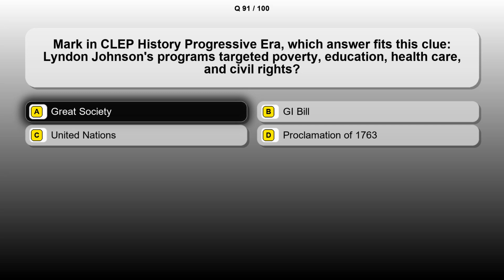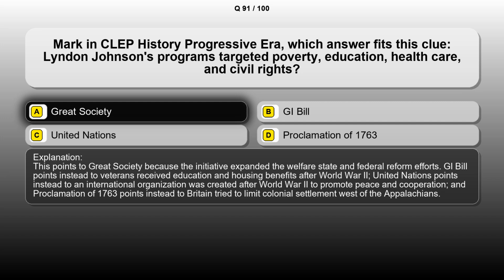The correct answer is option A, Great Society. This points to Great Society because the initiative expanded the welfare state and federal reform efforts. GI Bill points instead to veterans receiving education and housing benefits after World War II. United Nations points instead to an international organization created after World War II to promote peace and cooperation, and Proclamation of 1763 points instead to Britain trying to limit colonial settlement west of the Appalachians.